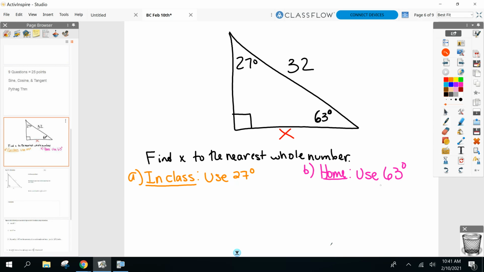This is how I'm going to lead into today's notes, and this is not found in anybody's notes. Just write down a little sine, cosine, tangent equation, solve it real quick, and then we can talk. This isn't located in your notes anywhere. It's just something I decided to do today to get you introduced to today's notes. So jot down a sine, cosine, tangent equation. You in class use 27 degrees. You at home use 63.